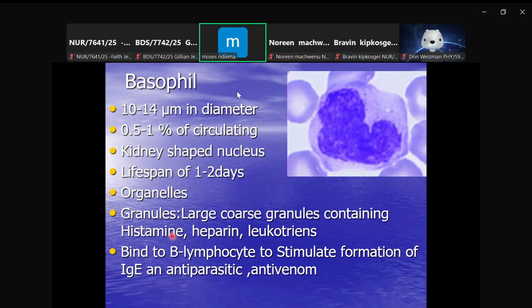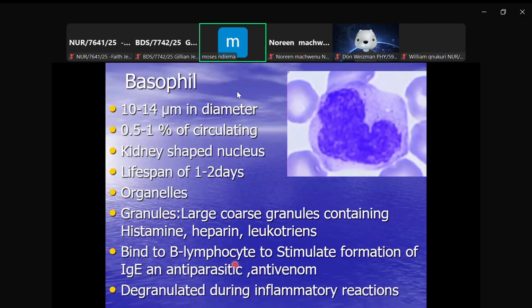Basophils are slightly smaller, with very few in circulation, 0.5 to 1%. So in a blood smear, we have to look quite a lot to be able to see basophils. They are not very easy to locate. It is very easy to locate the neutrophils, very easy to locate the lymphocytes, but very difficult to locate the basophils because they are a very low percentage in circulation.